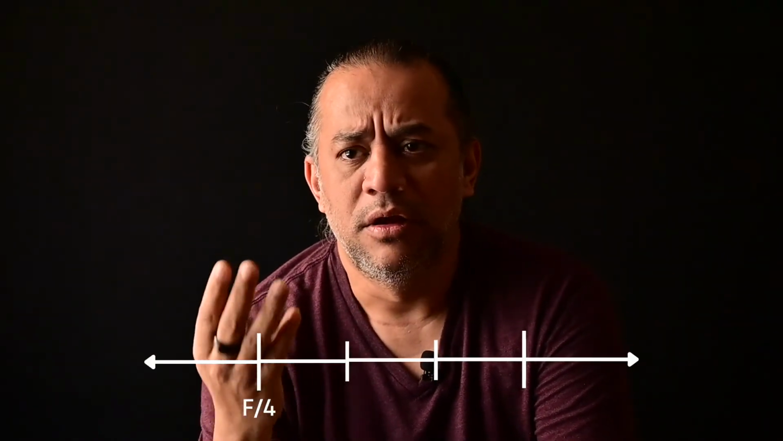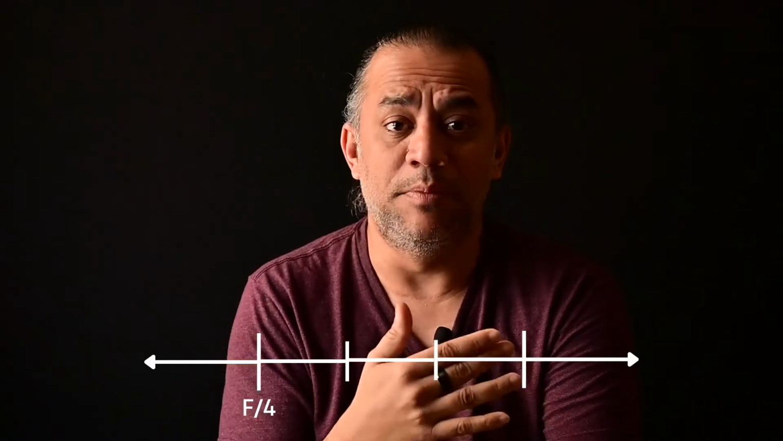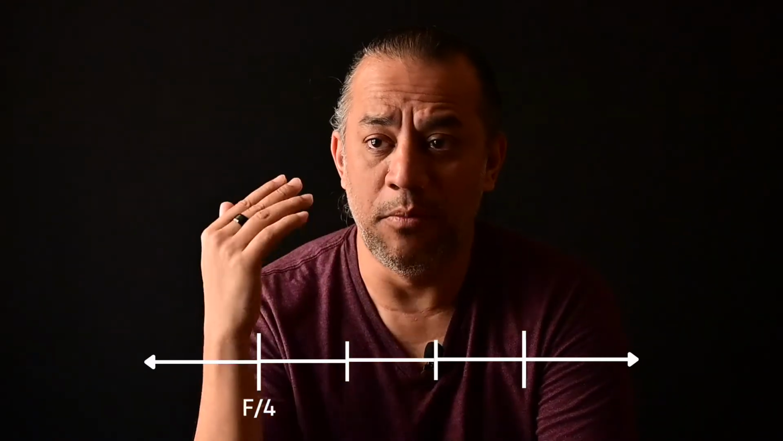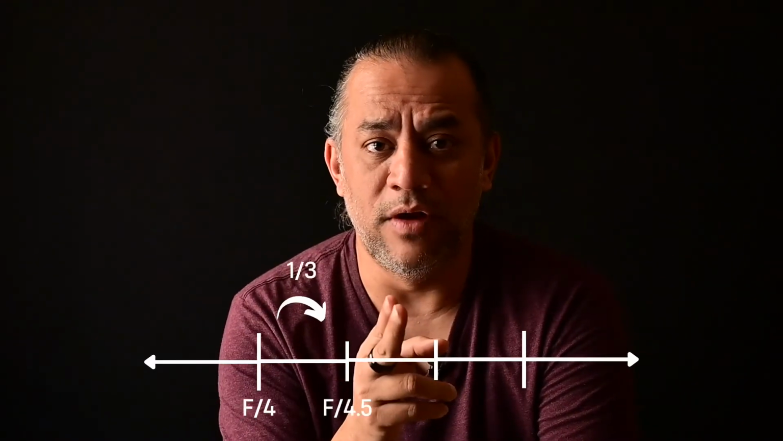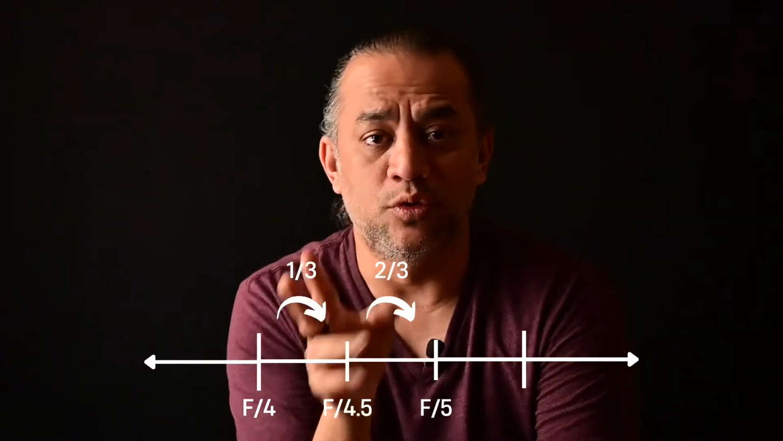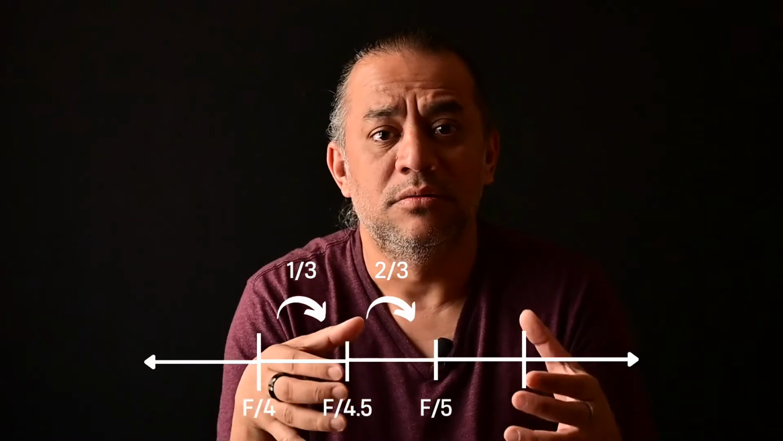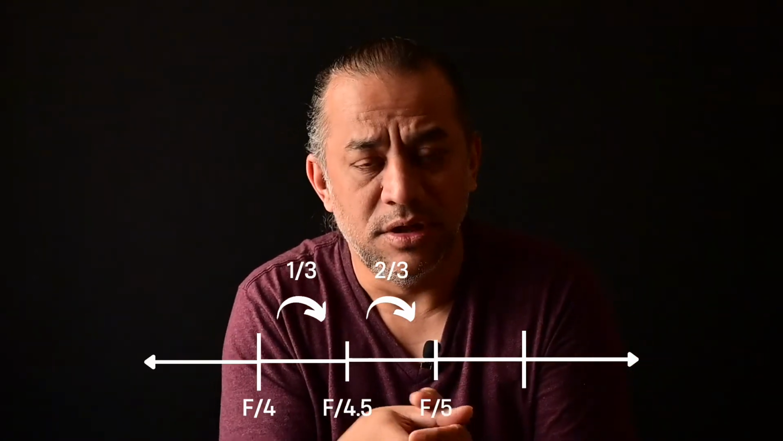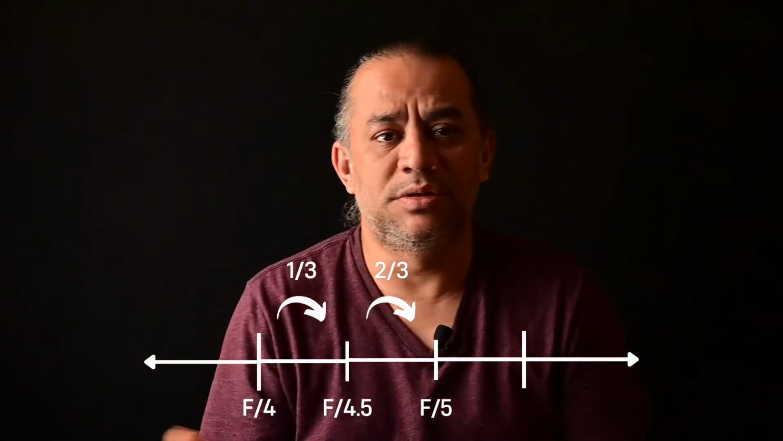You can apply the same for the aperture. Let's suppose you are shooting at f4 and you want to decrease the aperture by 2/3 of a stop. So from f4 you go to f4.5. From 4.5 you go to f5. That's 2/3 of a stop you decrease the aperture. Same goes for shutter speed.